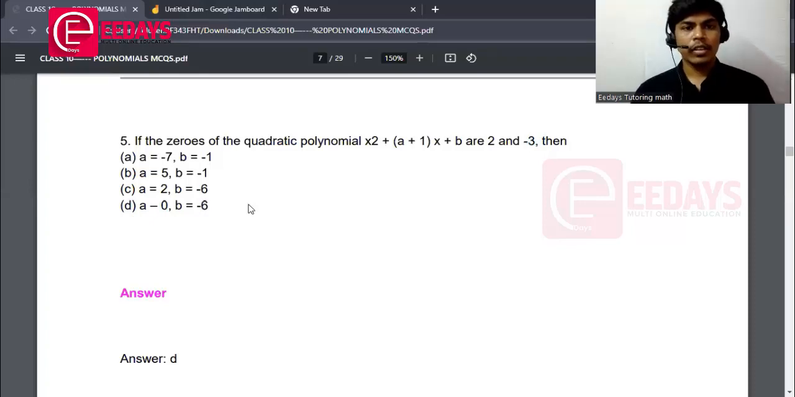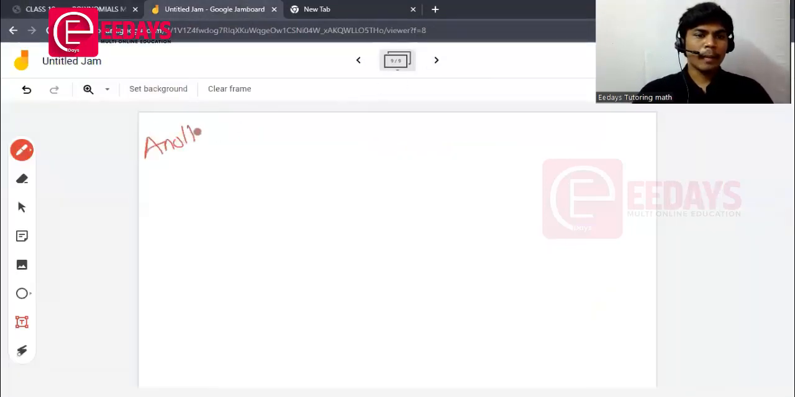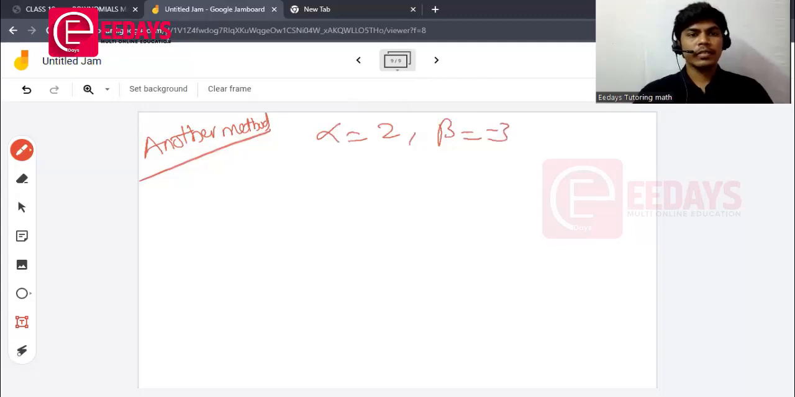As I said, this is a new model. Previously they gave only one zero, but here they gave two zeros. Sir, is there any other method to solve this type of question? We have, they gave two zeros. Let us take alpha and beta. Another method I'm writing here. Another method to solve: alpha is 2 and beta is minus 3 they gave.